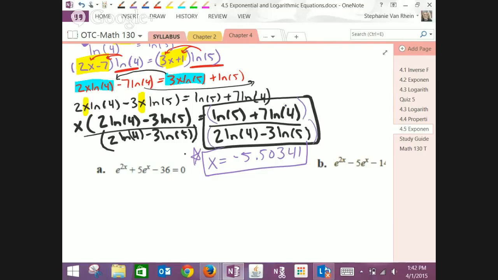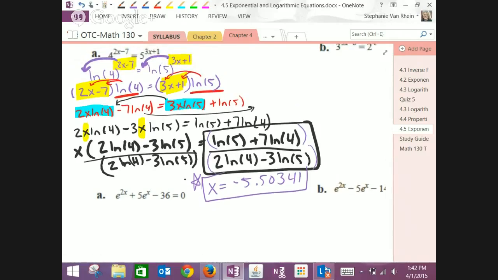Did you guys figure it out? Get the same answer? You just have to do what you're comfortable with. So if you take ln of 5 plus 7 times ln of 4 and write that number down, then take 2 ln of 4 minus 3 ln of 5, write that number down, and then take the top number divided by the bottom number, that's fine.